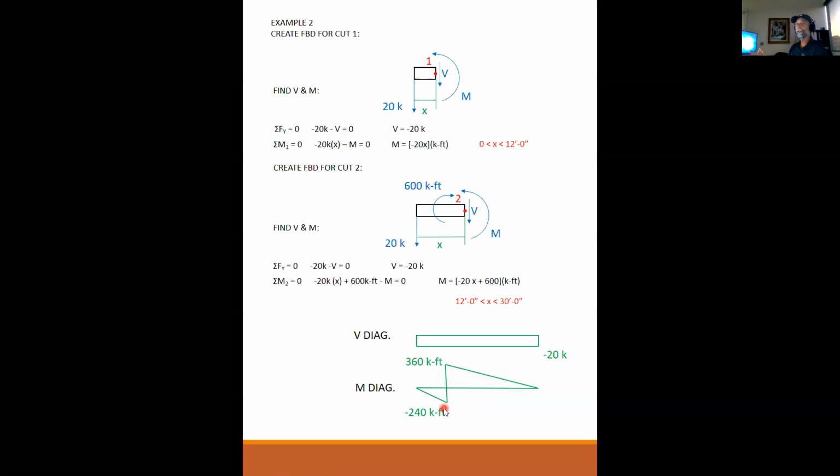It's very, very important to keep the positive and the negative moments straight, and that your moment diagram accurately reflects where the negative moment is and where the positive moment is. It makes a big difference when it comes to your material design.